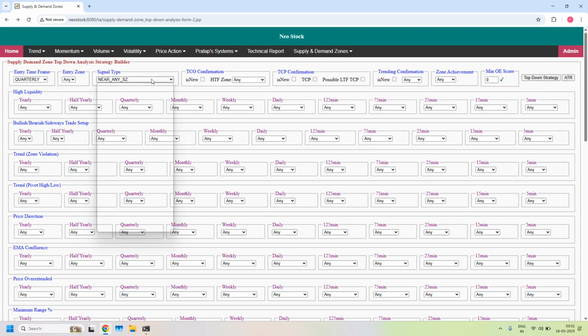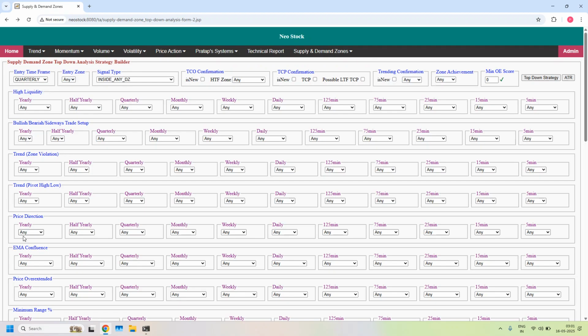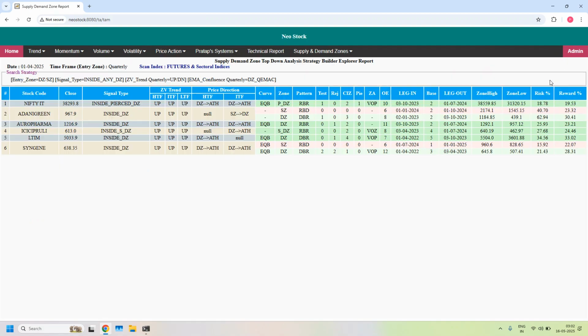Next, price closed inside the quarterly demand zone. We got 14 stocks. We can further filter this list based on EMA Confluence: quarterly demand zone with quarterly EMA, and also the trend on the quarterly should not be sideways. Can be up or down. We got 6 stocks.